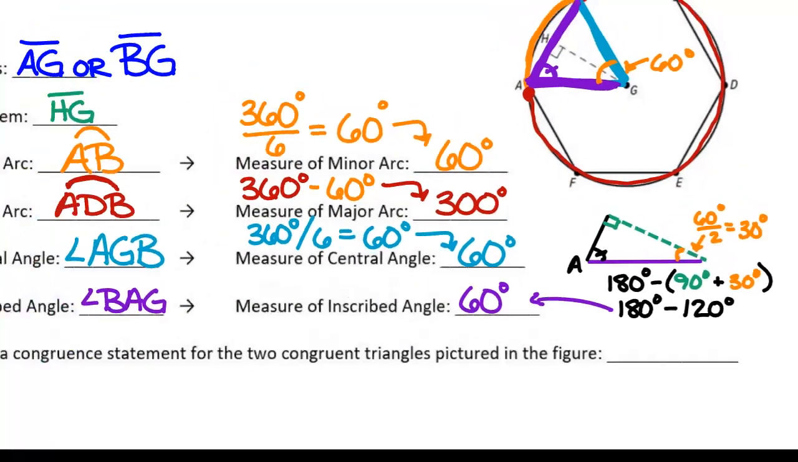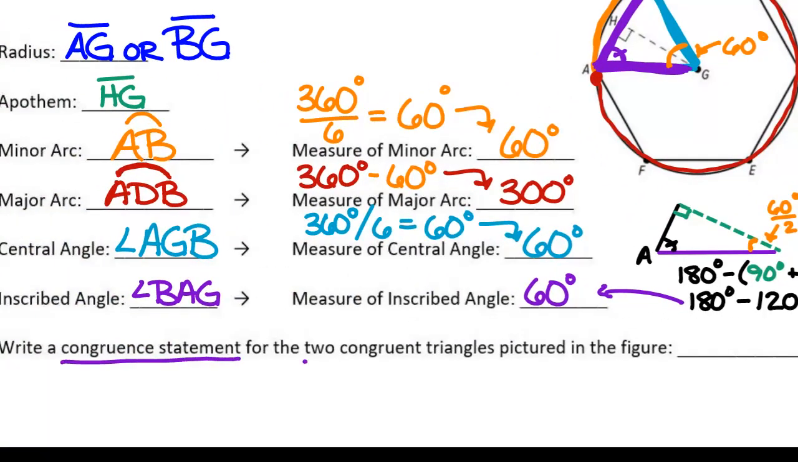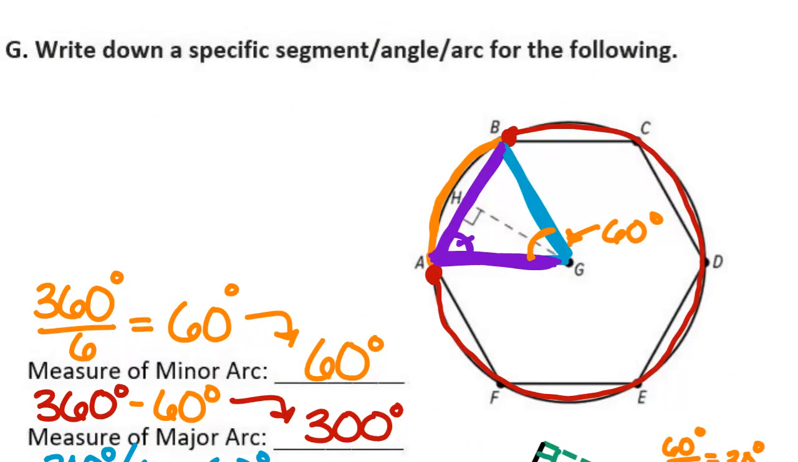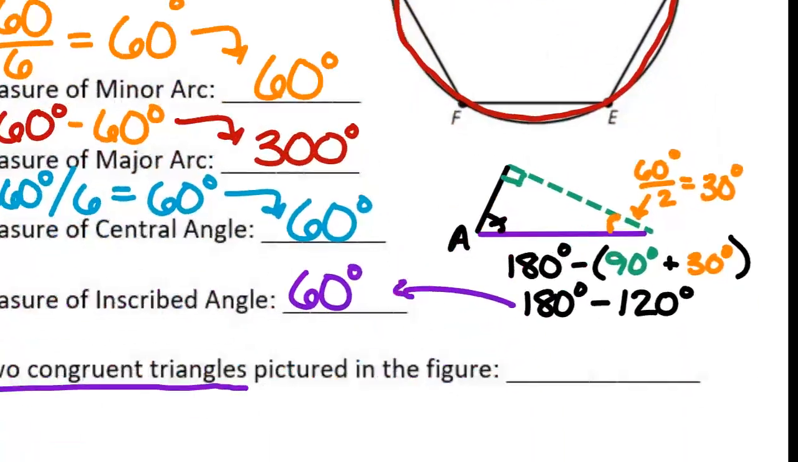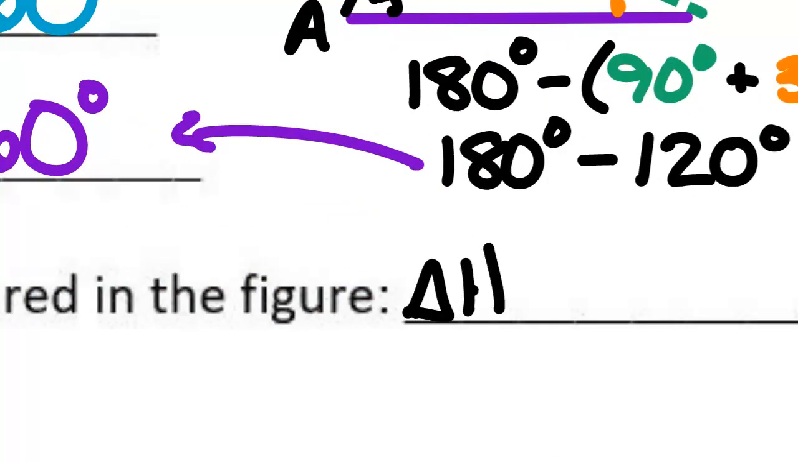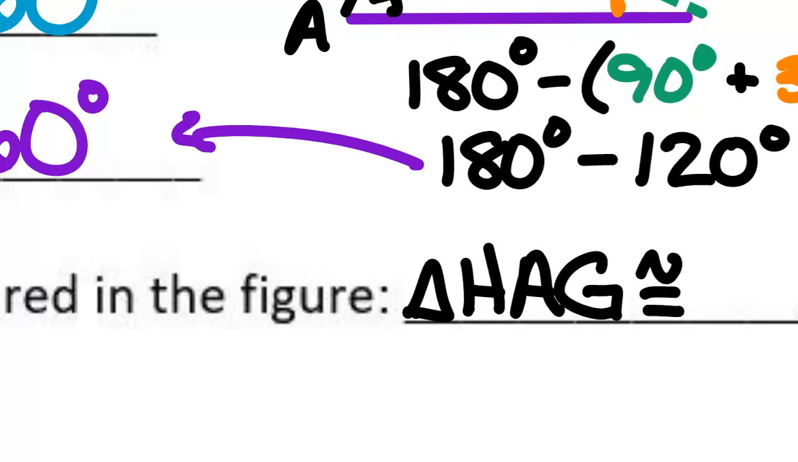Last piece to this problem. We need to write a congruence statement for the 2 congruent triangles that are pictured in the figure. So those 2 congruent triangles, here's one of them. And here's the other one. Let's go ahead and name the yellow triangle here, because the picture only shows those 2 triangles. What could we name the yellow triangle? Triangle HAG. That is congruent to my pink triangle.